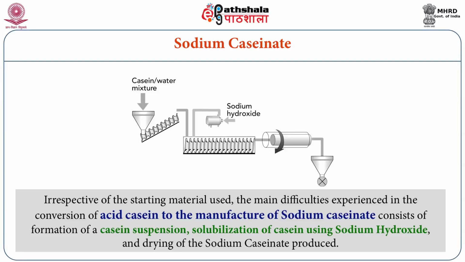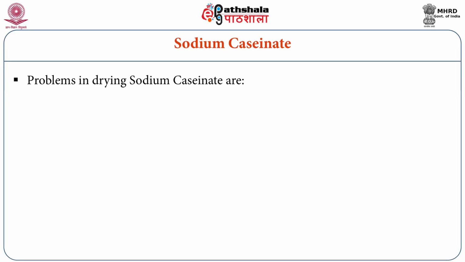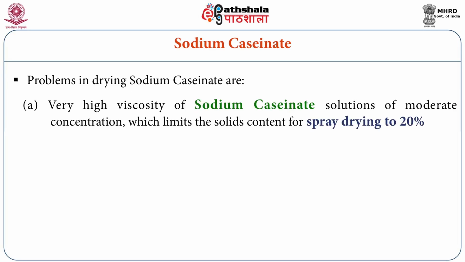Irrespective of the starting material used, the main difficulties experienced in the conversion of acid casein to sodium caseinate consist of formation of a casein suspension, solubilization of casein using sodium hydroxide, and drying of the sodium caseinate produced. There are certain problems involved in drying of sodium caseinates, which are the very high viscosity of sodium caseinate solution of moderate concentration, which limits the solid content for spray drying to 20%.